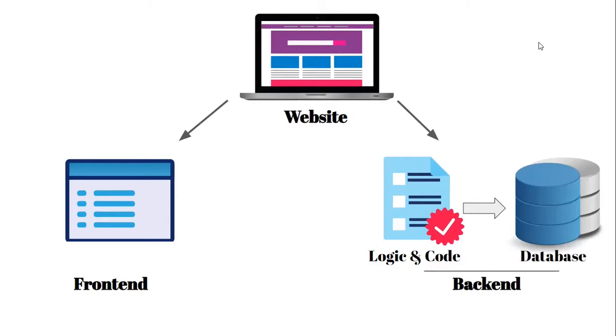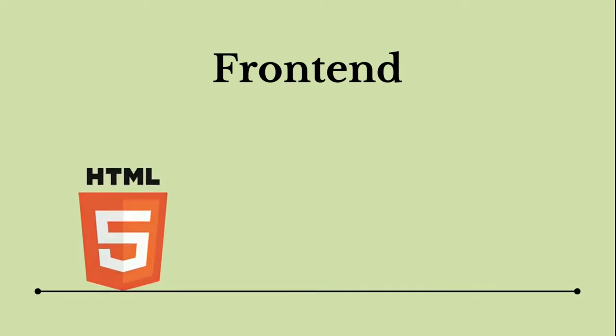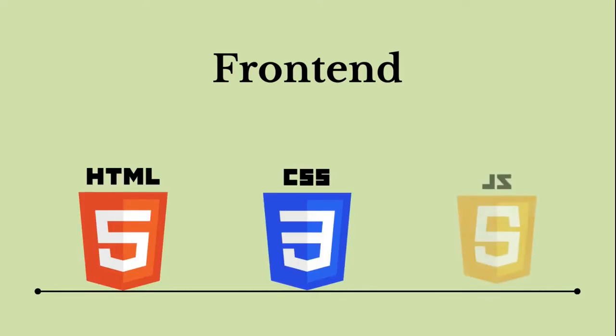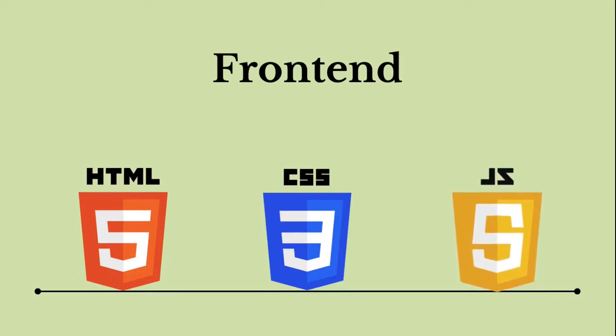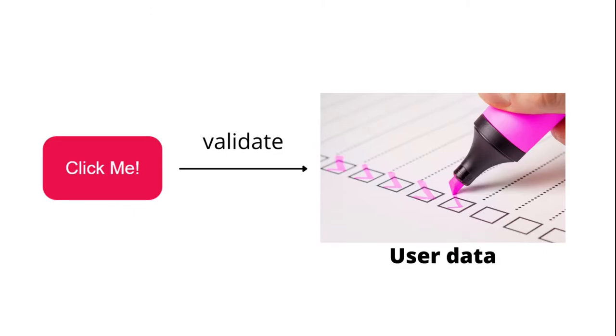HTML works on the front end of a website. For creating the front end, we use HTML, CSS, and JavaScript. HTML for structuring the web page, CSS for styling it, and JavaScript for making it responsive. Taking an example of a button, when we create it in HTML, it looks like this. After applying CSS and styling it, we have this as the output. Now suppose I want to use this button to validate user data, then I can do this using JavaScript.